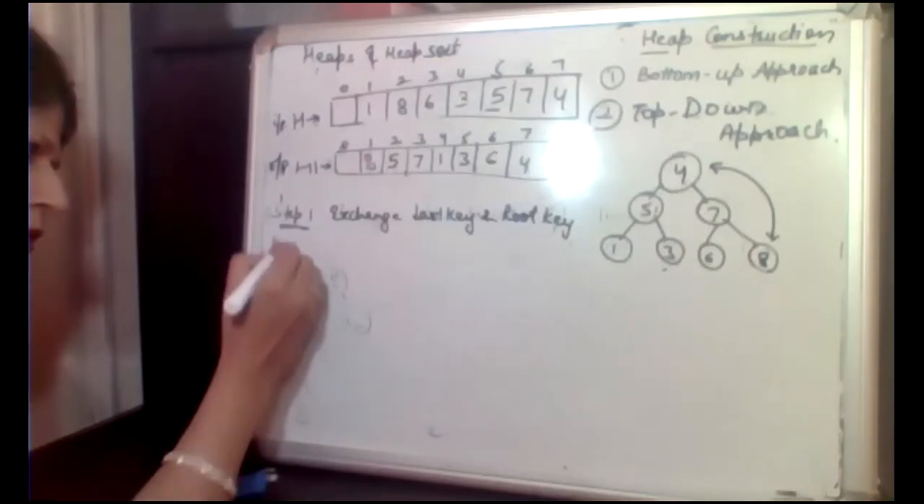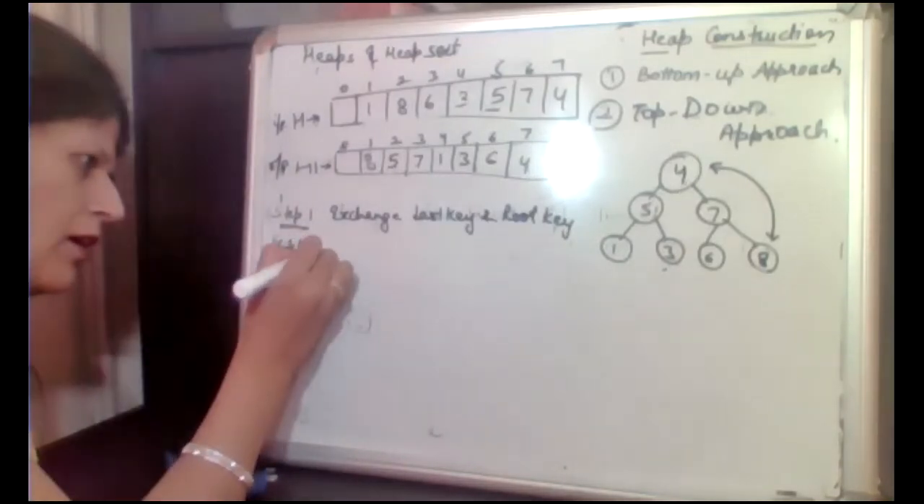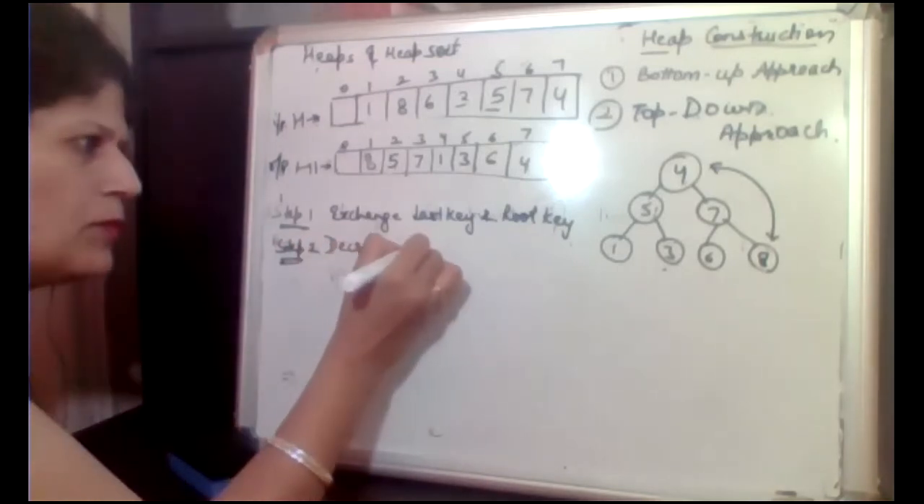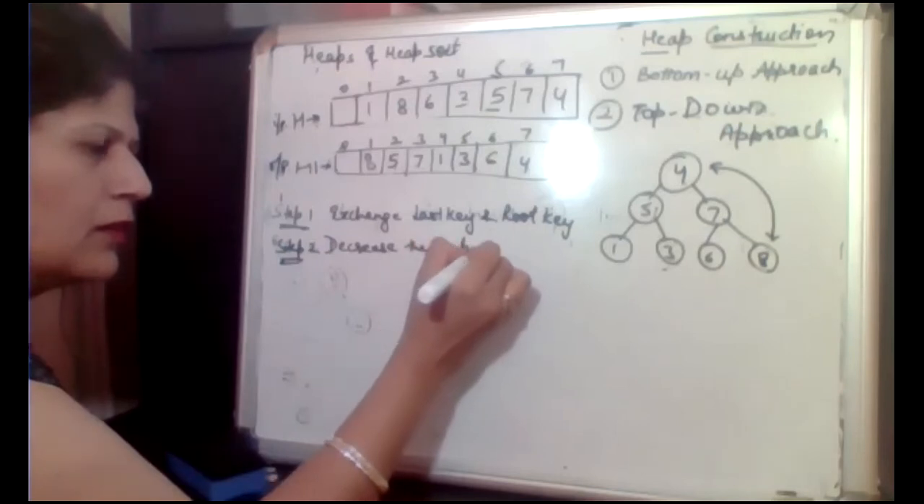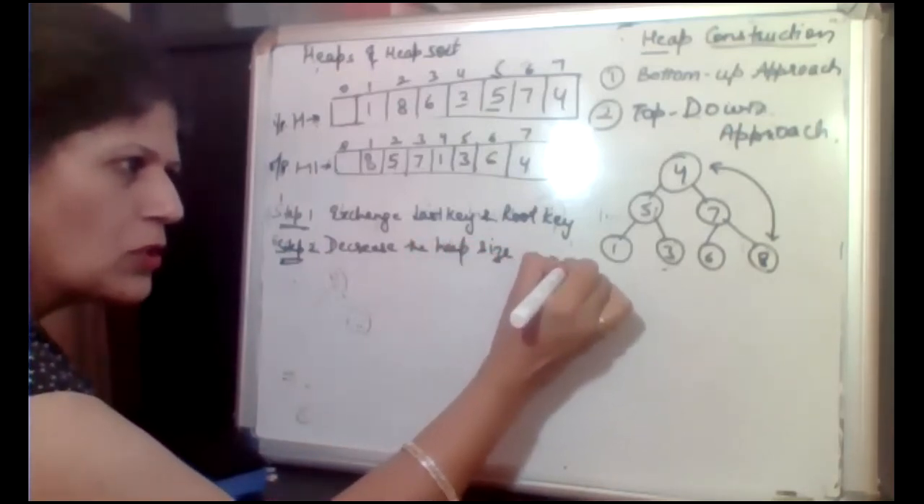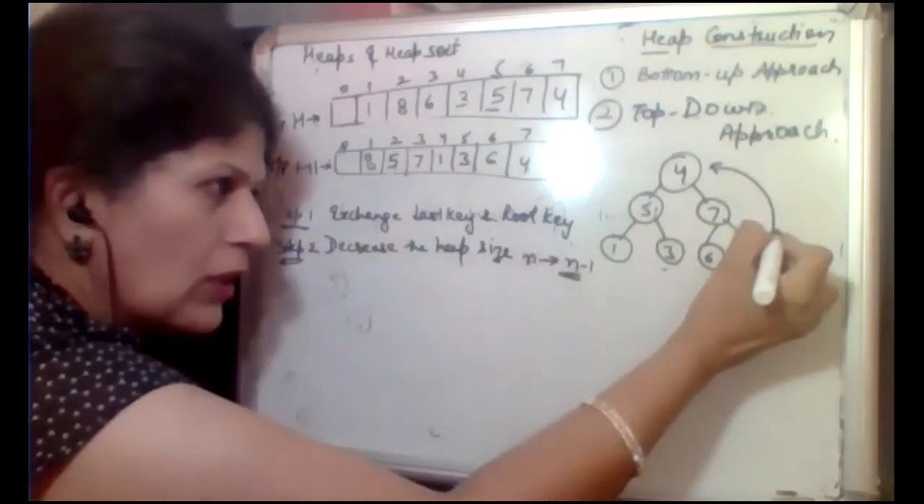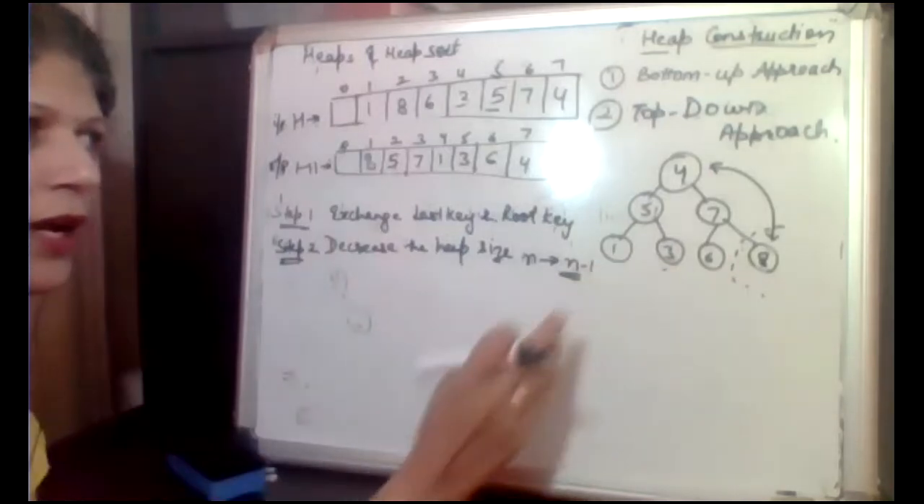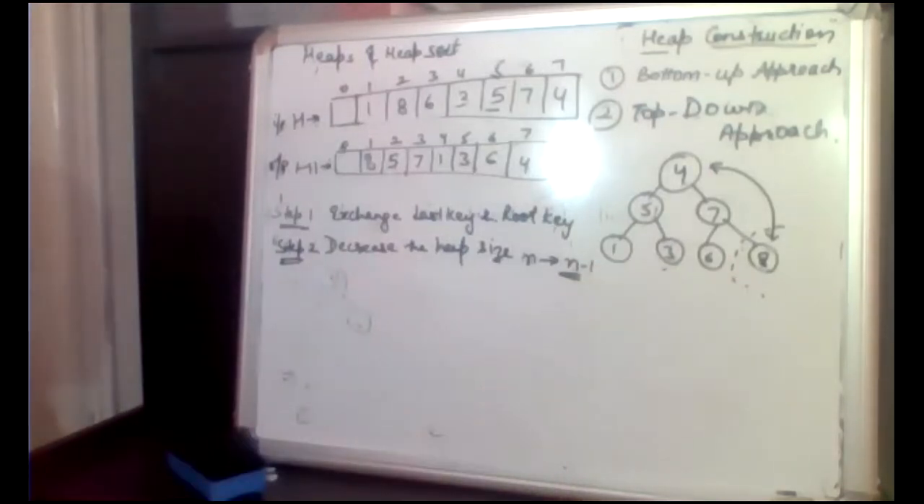Fine. So the next step is to decrease the heap size. That means from n it will be changed to n minus 1 number of elements. So this will be taken out. So what you have gotten is the element deleted from the heap.